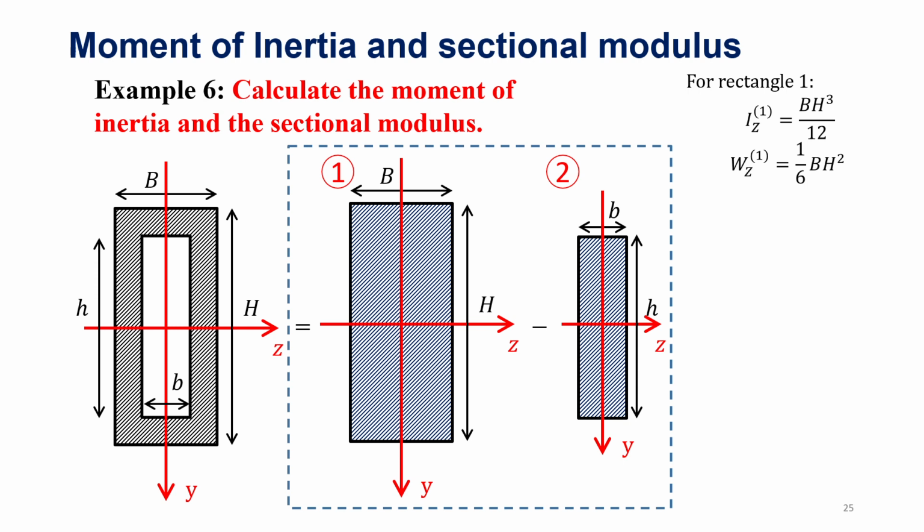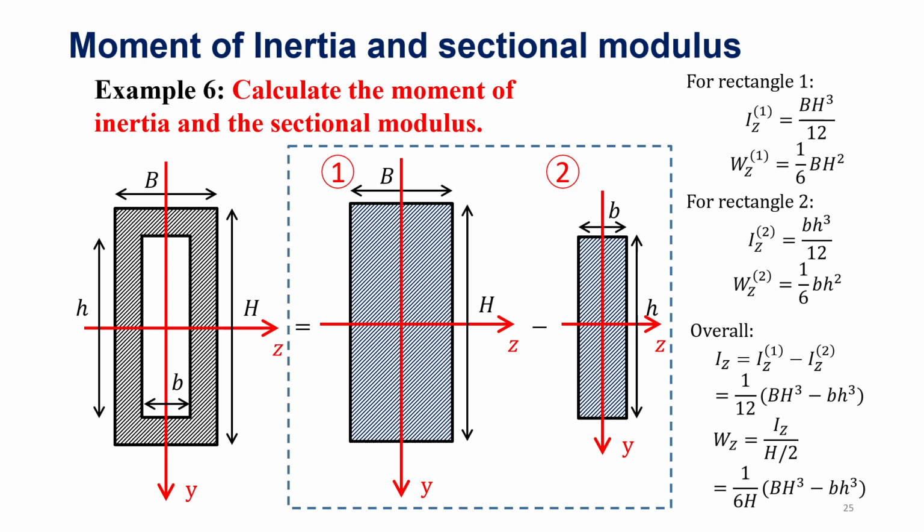For rectangle 1, we can get the Iz and Wz in a similar way. So as for rectangle 2. So for the overall final structure, we can simply subtract the moment of inertia of rectangle 2 from that of rectangle 1. So we will get 1 over 12, capital B, capital H cubed minus b h cubed.